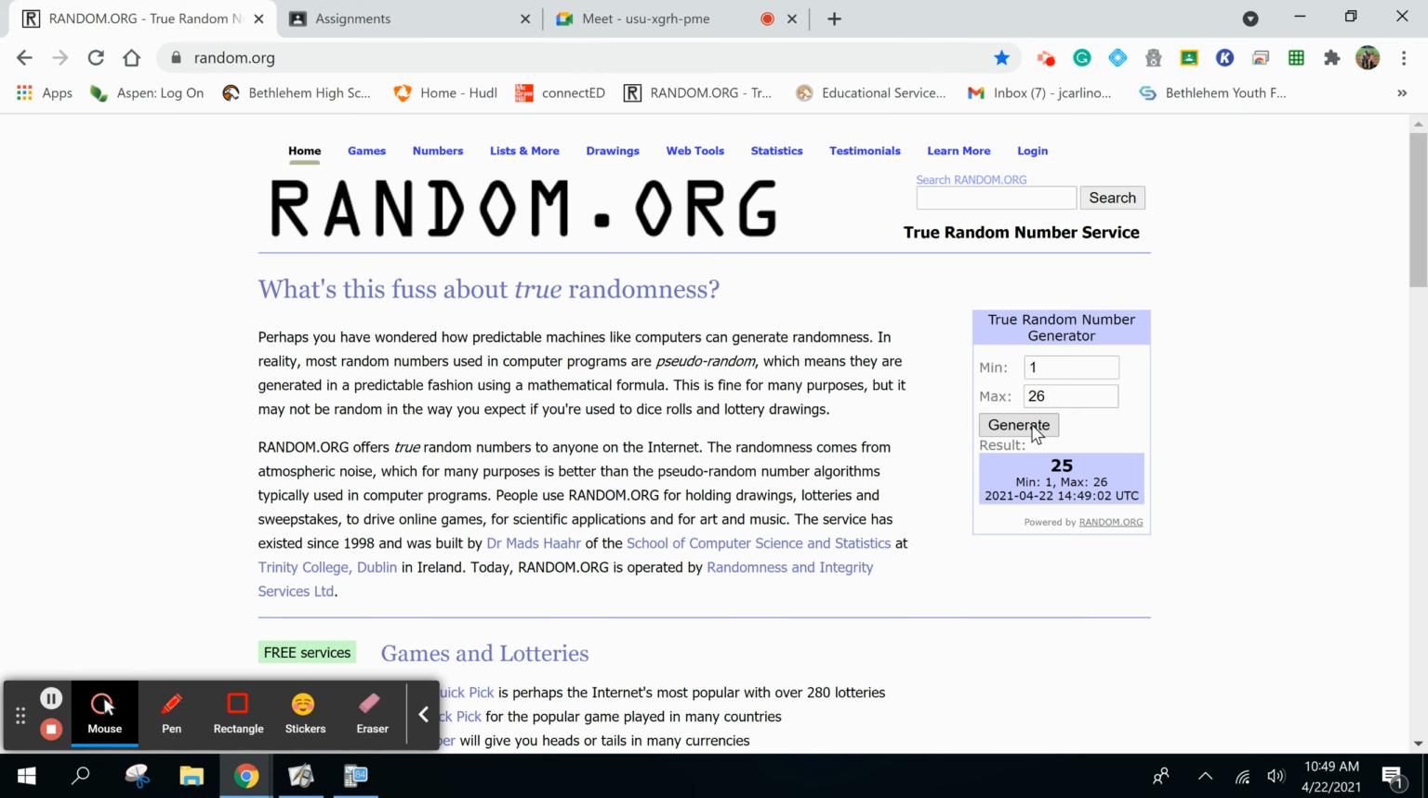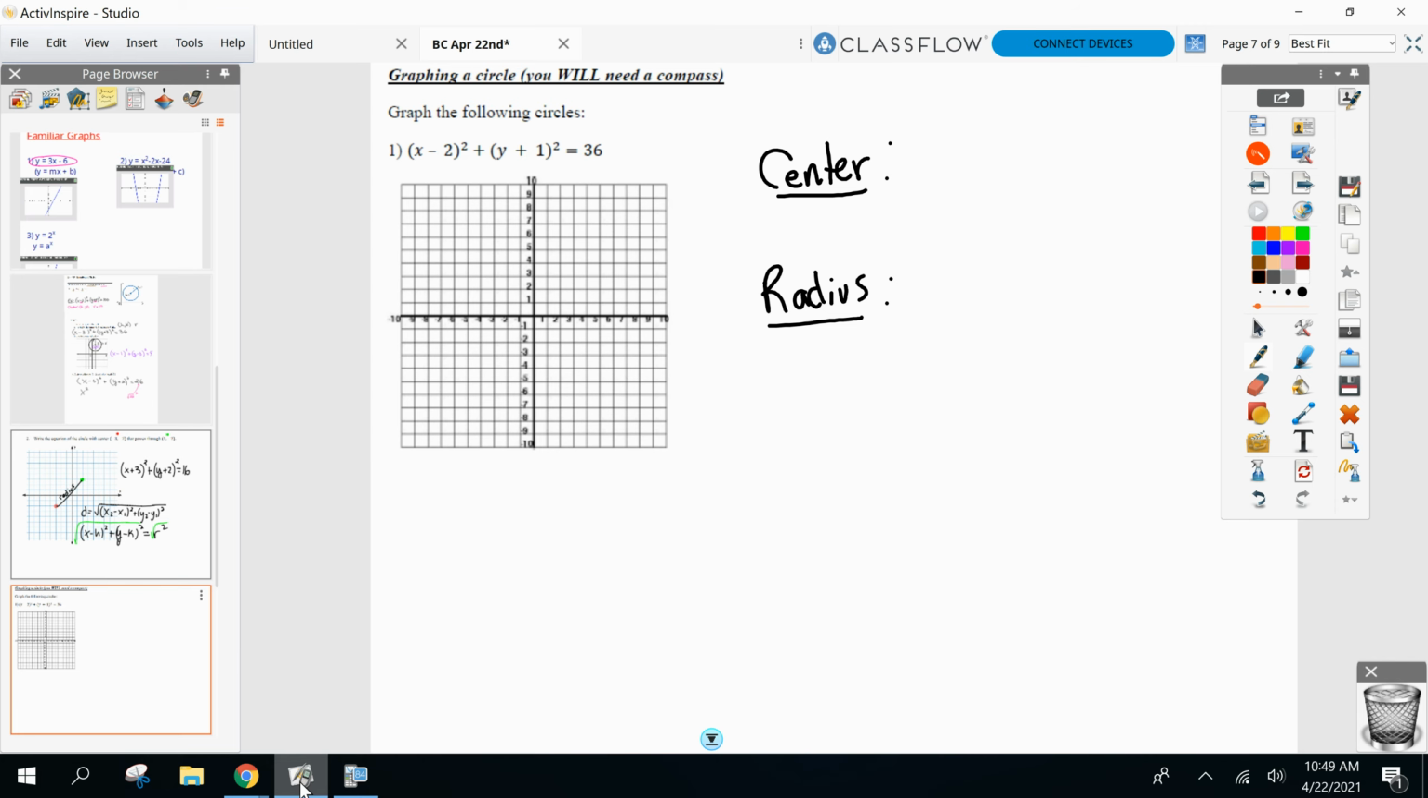Here we go. Sabrina, good morning. You got the center for me, Sabrina? If I have a -2 and a +1 in there? 2, -1. Good job. Yep, 2, -1. And if anybody's picking this up, yes, you just do the opposite of what's there. And Sabrina, how about the radius length if I have a 36 there? 6. Yep, I just do the square root of 36, and that's 6.